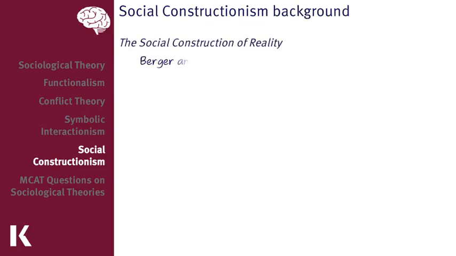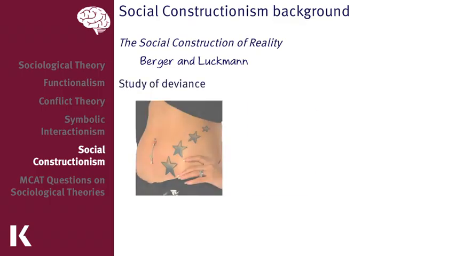Berger and Luckmann coined the term social constructionism in their 1966 book, The Social Construction of Reality, and have made significant contributions to the understanding of deviance, self, gender, race, education, emotions, family, and health. Social constructionists tend to question society's classification of deviance, as groups can identify deviant behavior differently.